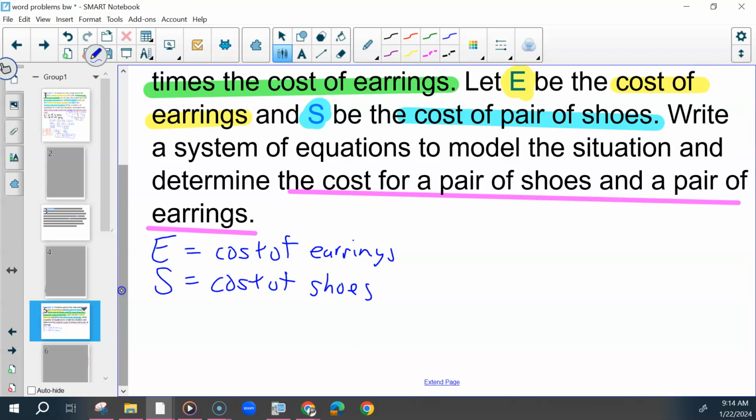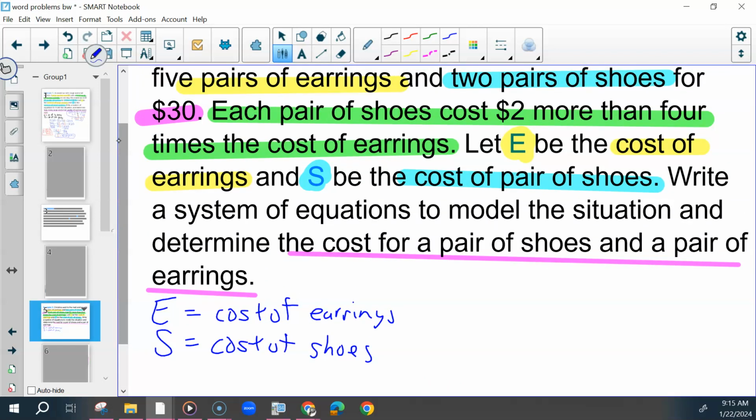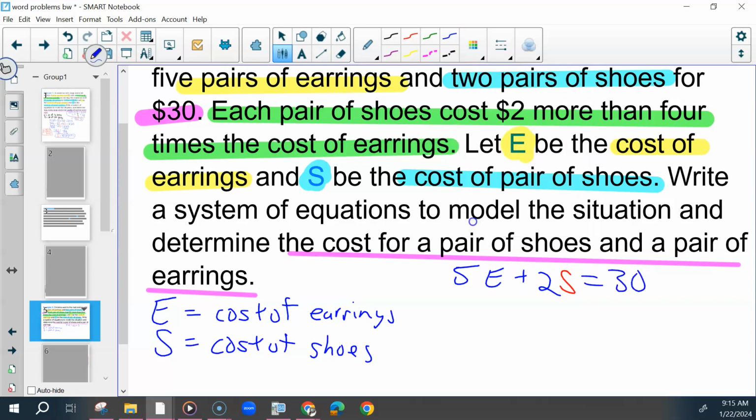Cost of earrings, the cost of shoes. One of the equations is going to be set up very much like what we just did, using that total of $30. How would we set that equation up? 5E plus 2S equals 30. So anytime you are comparing two different things and you have a total, it's going to be set up like that every time.